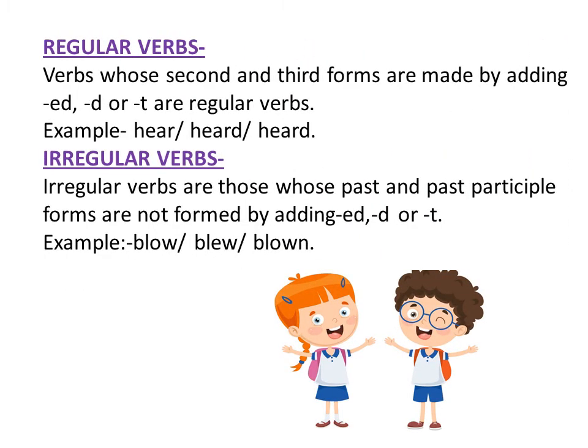Regular verbs. Verbs whose second and third forms are made by adding ed, d or t are regular verbs. Example: hear, heard, heard. Irregular verbs. Irregular verbs are those verbs whose past and past participle forms are not formed by adding ed, d or t. For example, blow, blew, blown.